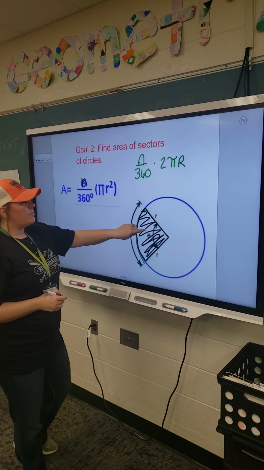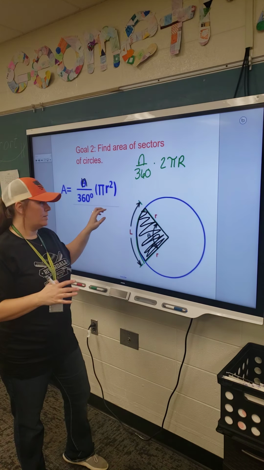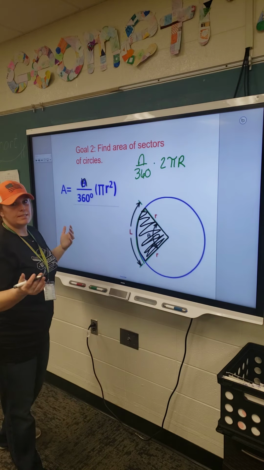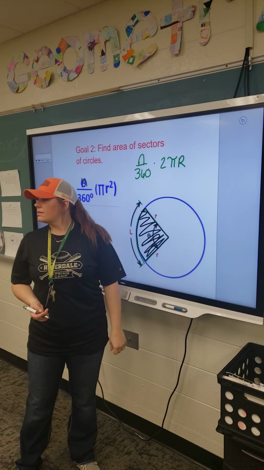So we do the angle divided by 360 times pi r squared, times the area of the whole circle, and it'll tell us the area of this sector. Easy enough. We literally just plug numbers in. You've got this. Brant, can you hit the arrow button?